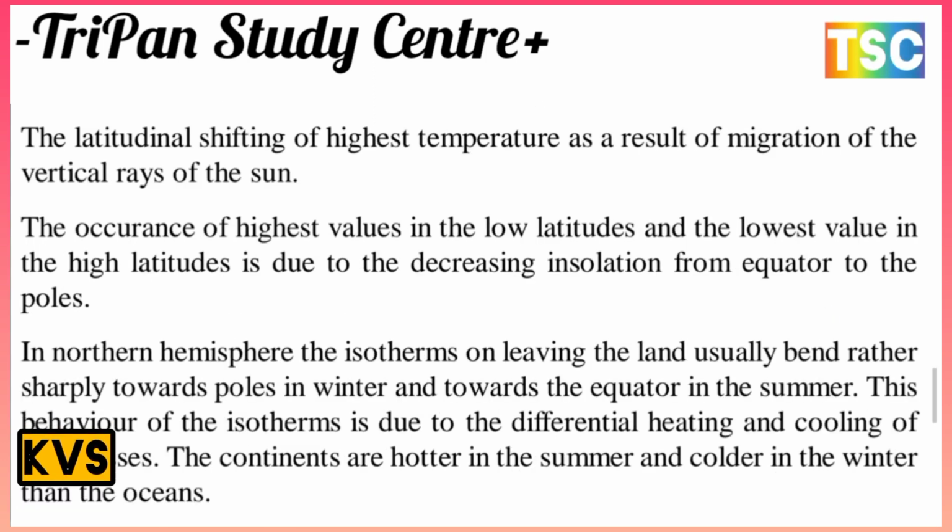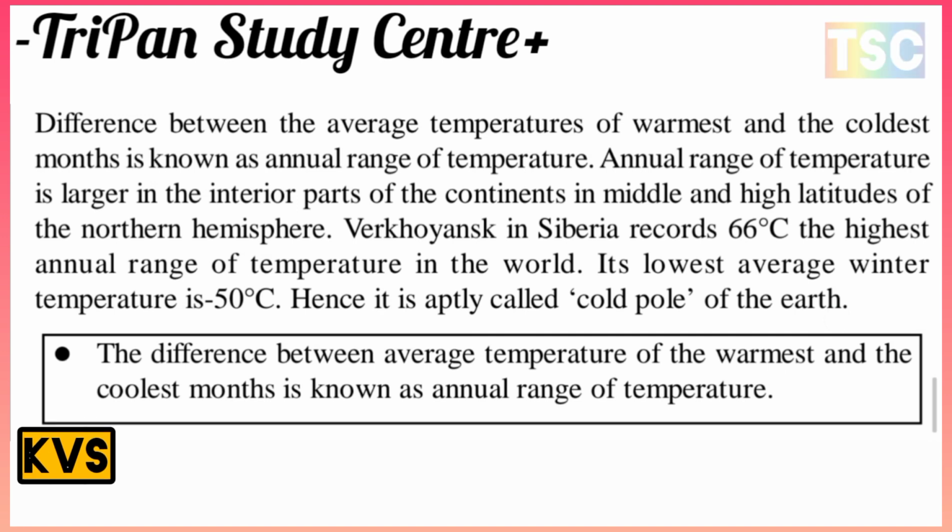Isothermals over land usually bend sharply toward the pole in the winter and toward the equator in the summer. This behavior of the isothermal is due to the differential heating and cooling of the land masses. The continents are hotter in the summer and colder in the winter than the oceans. The difference between the average temperature of the warmest and the coldest month is known as the annual range of temperature.